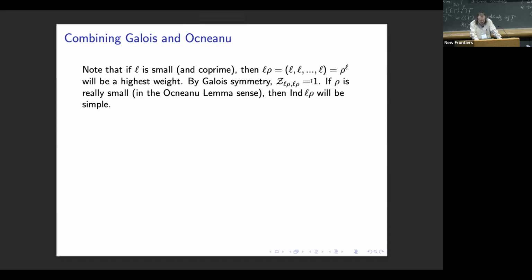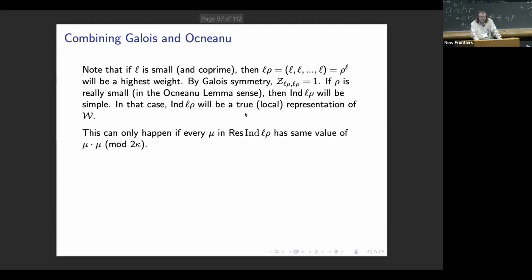And so if rho is really small, I'm not sure what that means. Then anyways, if Ocneanu's inequality holds, then the induction of this object is going to be simple. And so in that case, what we get is this induction is going to be a local representation. It's going to be simple, and a piece of it has to be local, and therefore the whole thing is local.